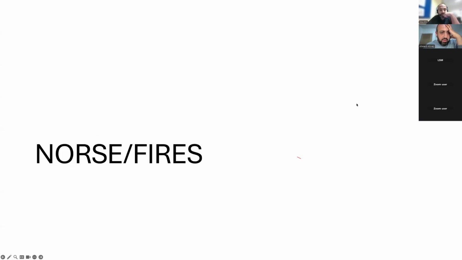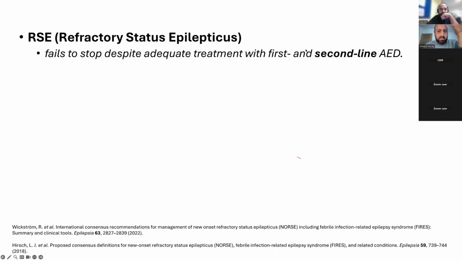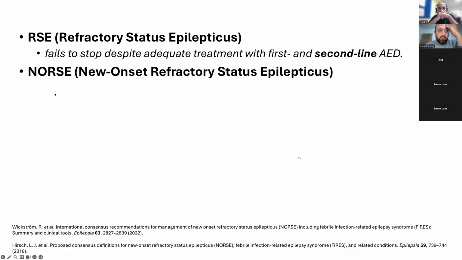I'll move on. Okay, so I just want to mention, because it's a trending topic nowadays, NORSE or FIRES. Starting with refractory status epilepticus, as mentioned in the chat, it is by definition a failure to respond to adequate treatment with first and second line anti-epileptic drugs. And this does not mean two benzos. It means a benzo and a decent second line, such as phenytoin or phenobarb or Keppra, levetiracetam, or sodium valproate. And then comes the definition of NORSE, or new onset refractory status epilepticus.